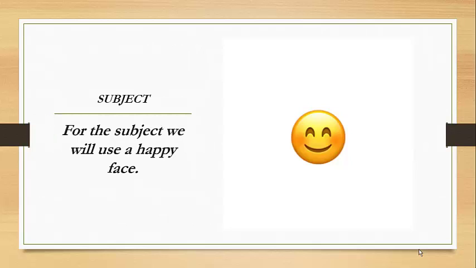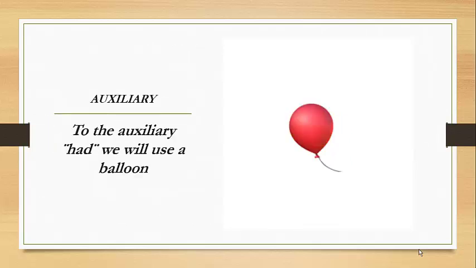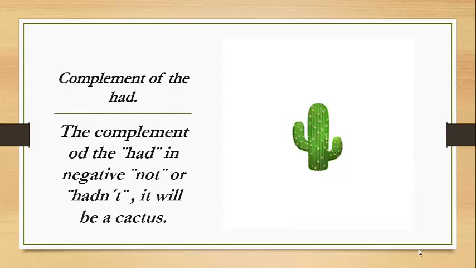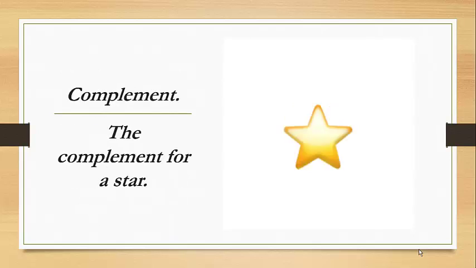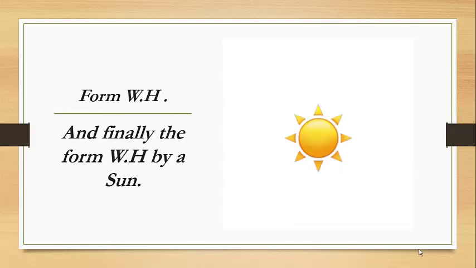For the subject, we will use a happy face. For the auxiliary had, we will use a balloon. The complement of had in negative, not or hadn't, will be a cactus. The verb in past participle will be represented by a heart, the complement by a star, and finally the WH form by a sun.